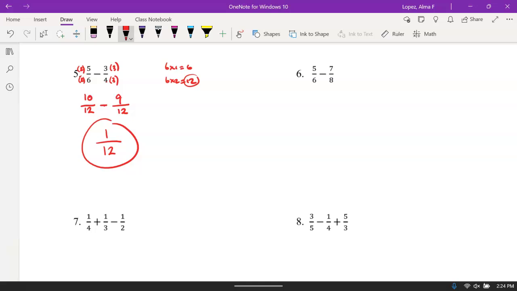And that is already reduced, so I don't have to do anything. Here's the next one. 8 and 6. I'm looking at the 8. 8 times 1 is 8. I know 6 doesn't divide into 8, so that's not it.